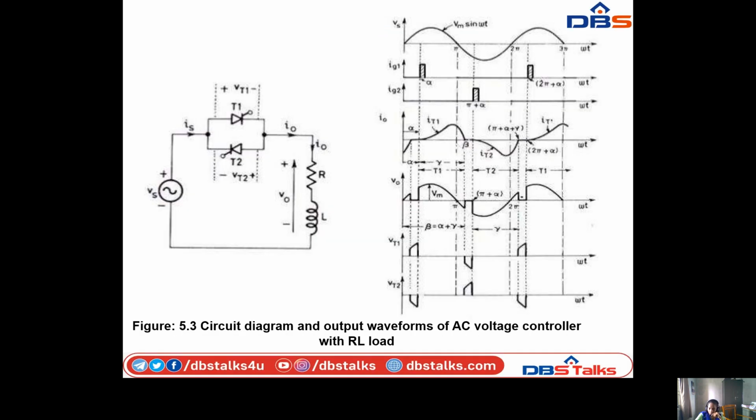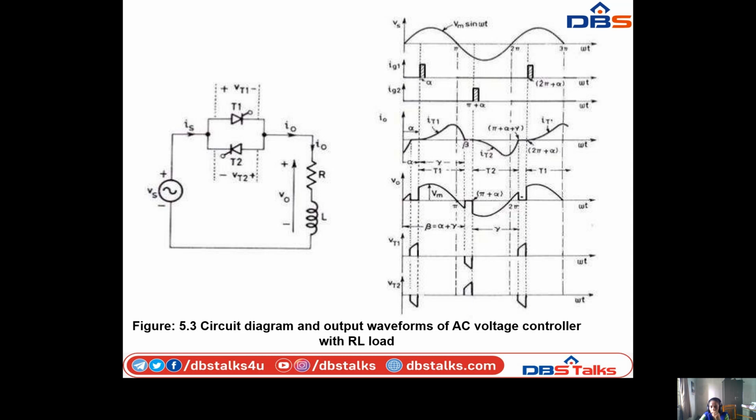Have a look at this circuit diagram of the AC voltage controller with RL load. So this is an AC voltage controller with two anti-parallel connected thyristors, and the load is a resistor and inductor. Here the output voltage will be V0 and the output current will be I0. The source voltage will be Vs and the source current Is, with T1 thyristor voltage VT1 and T2 thyristor voltage VT2. Here we have to see these waveforms.